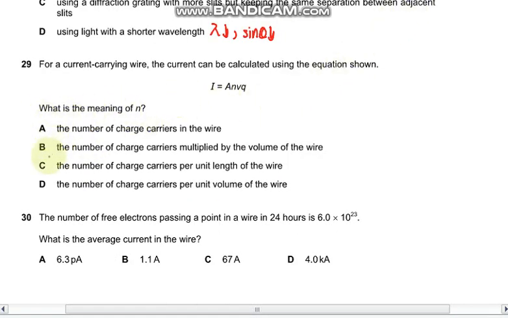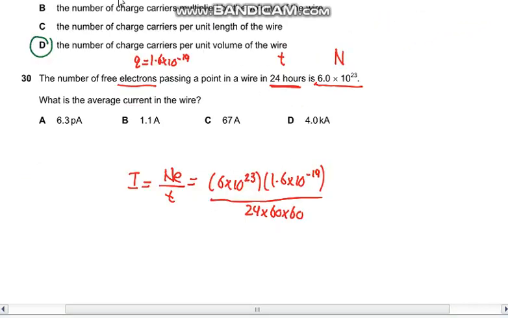So question number 29 says that what is the meaning of n in nAve? So that is the number of charge carriers per unit volume. So question number 30 says that electrons pass for 24 hours. The total number of electrons is 6 into 10 power 23. What is the current? So current I is equal to Q over T, and Q is Ne. So just plug in the values and you will get B, 1.1 ampere as the final answer.